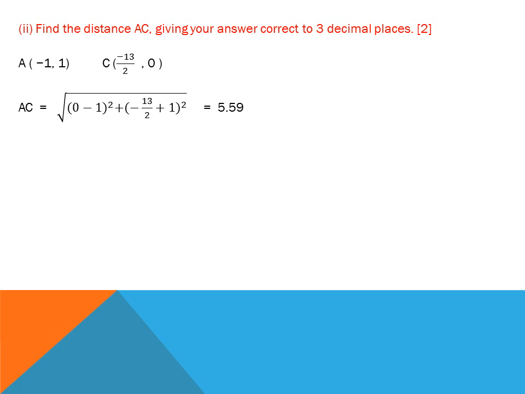In the second part, find the distance AC, giving your answer correct to 3 decimal places. It carries 2 marks. I apply the distance formula: (y2 minus y1) whole squared plus (x2 minus x1) whole squared. I put the value of y2 as 0, y1 as 1, then x2 as -13/2, x1 as -1. So I find the final answer is 5.59. Very easy, 2 marks here.